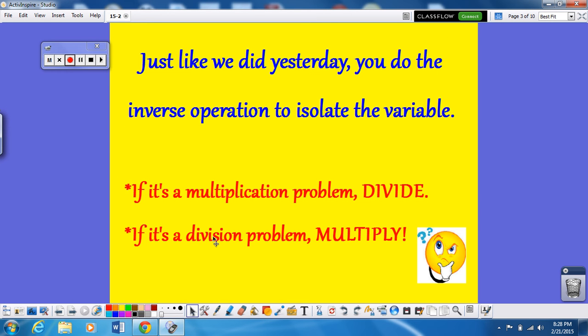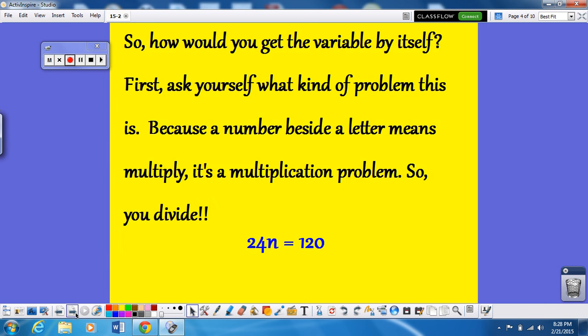So just like we did yesterday, just as a reminder, you do the inverse operation to isolate the variable, which means the opposite operation. So if it's a multiplication problem, you're going to divide to get the variable by itself. If it's a division problem, you're going to multiply to get the variable by itself. So let's look at this problem. How would you get the variable by itself?